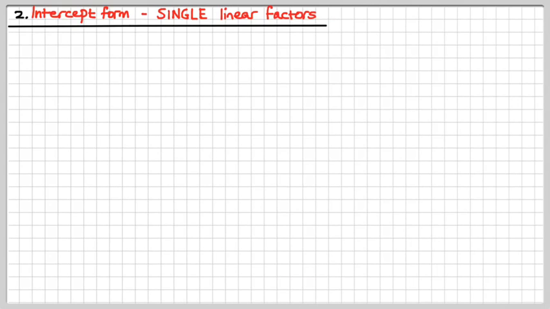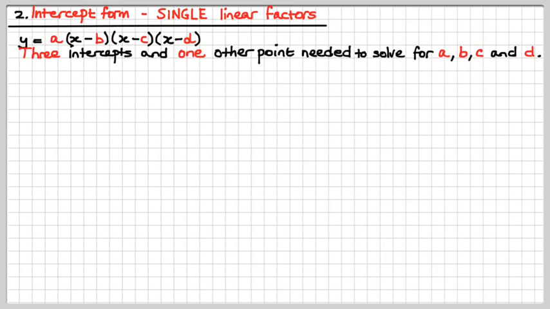So, intercept form. Okay, now let's go with this. We're going to find out the equation of a cubic, which is in intercept form, which has single linear factors. Right? That's the template. And we've got 3 intercepts plus 1 other point needed to solve for A, B, C and D.